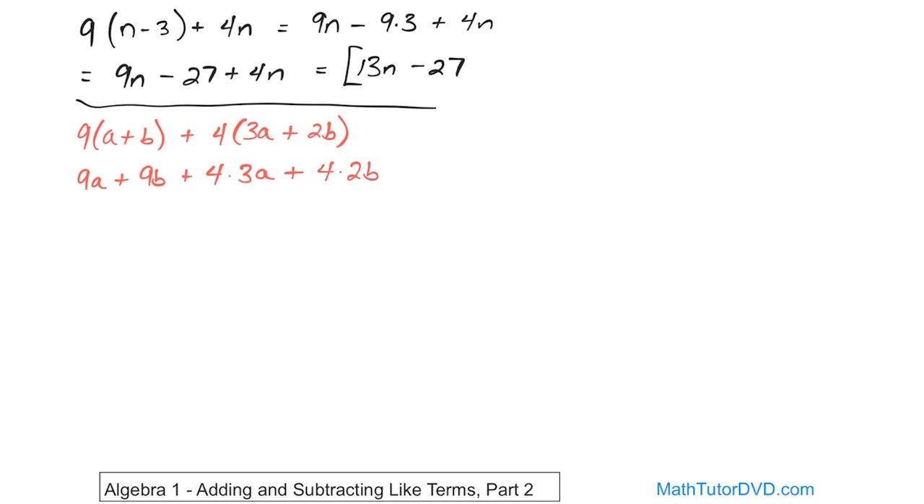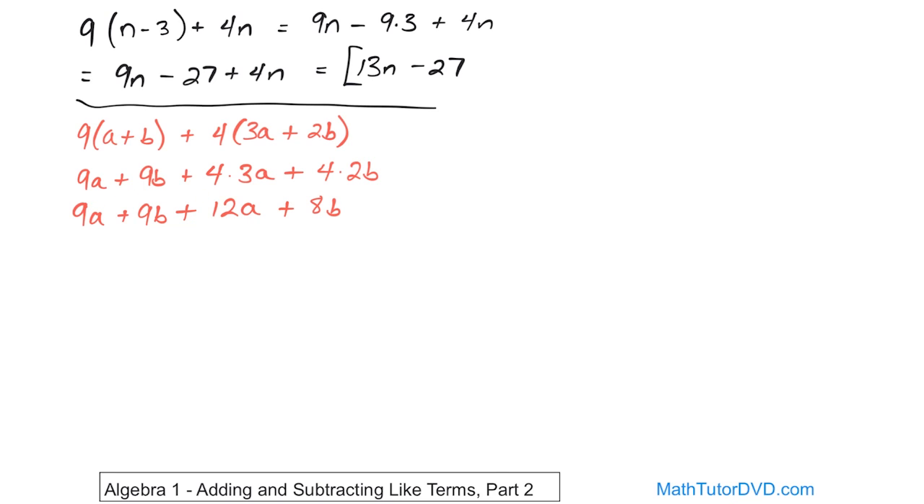So now we have to do this multiplication. So we'll have 9a plus 9b plus. Now here we have 4 times 3 times a. You can multiply the numbers, giving you 12a, and then we'll have 4 times 2 is 8b. Now we have to ask ourselves, do we have any like terms that we can combine together? So we have 9a, and we have 12a. So those are like terms because we have an a here and an a here.